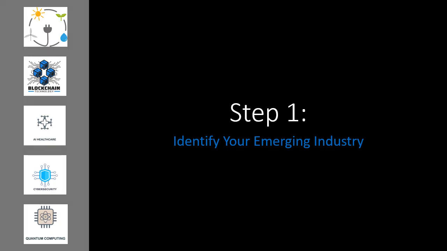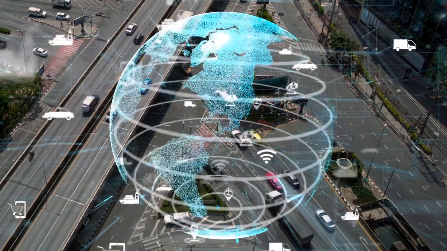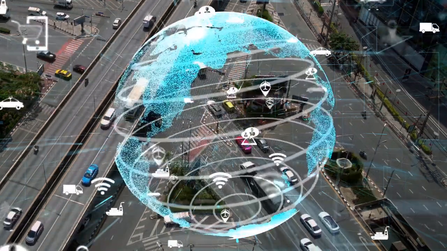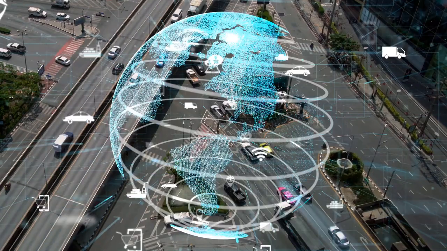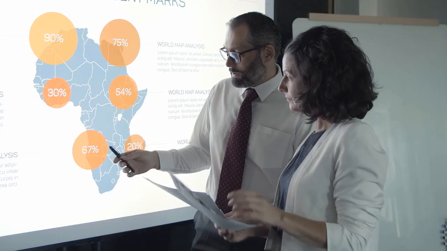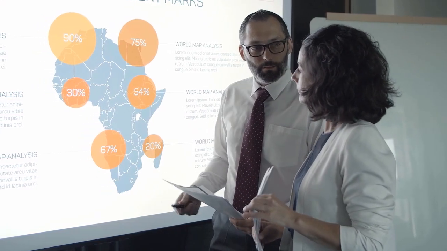The first step is to choose an emerging industry that excites you. It could be anything from cybersecurity to sustainable technologies. In this step, you should research growth projections, market trends, and industry size for the industry of your choice. For example, the global cybersecurity market is expected to reach $300 billion by 2024. Understanding these trends helps you spot the opportunities and threats in your chosen field.